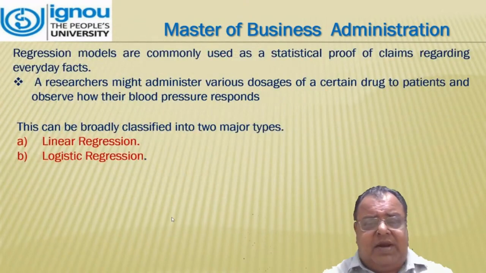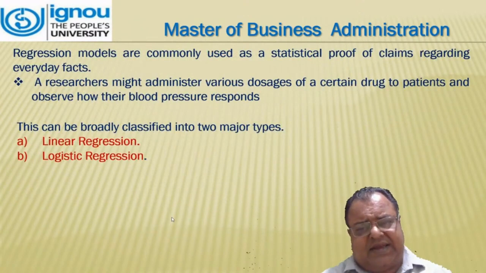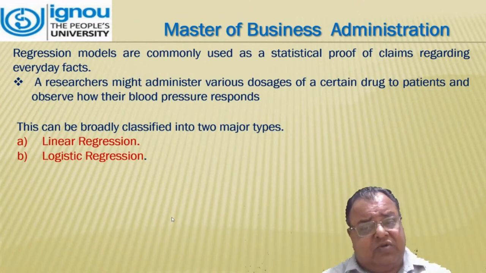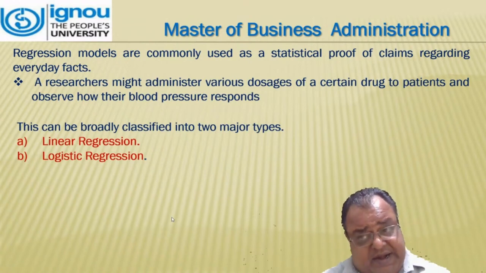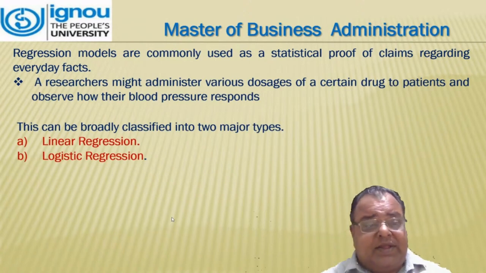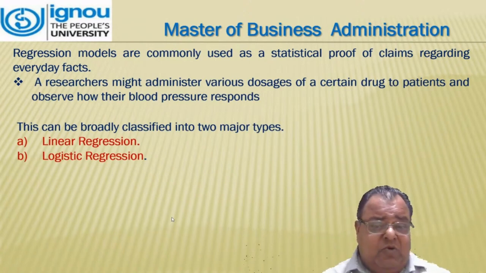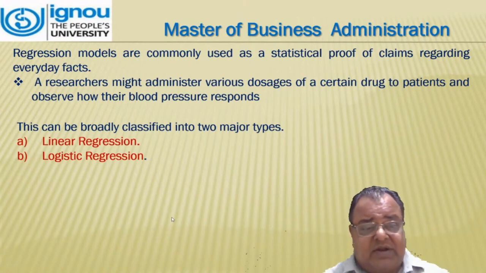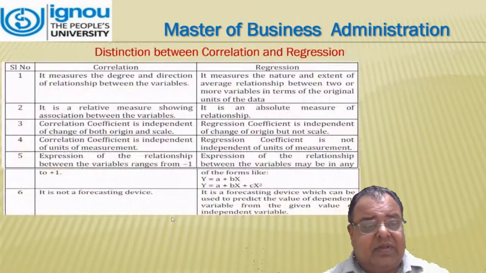Regression models are commonly used to stand as a statistical proof of claims regarding everyday facts. A researcher might administer various dosages of a certain drug to patients and observe how their blood pressure changes. This can be broadly classified into two types. First one is linear regression, and the second one is logistic regression.